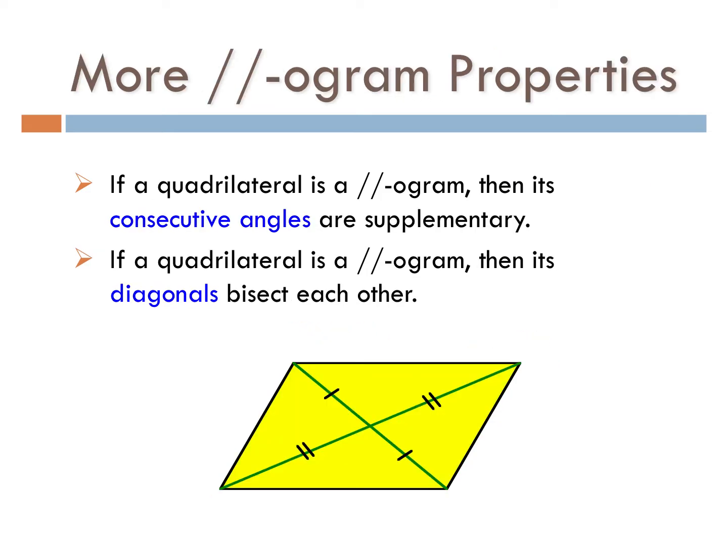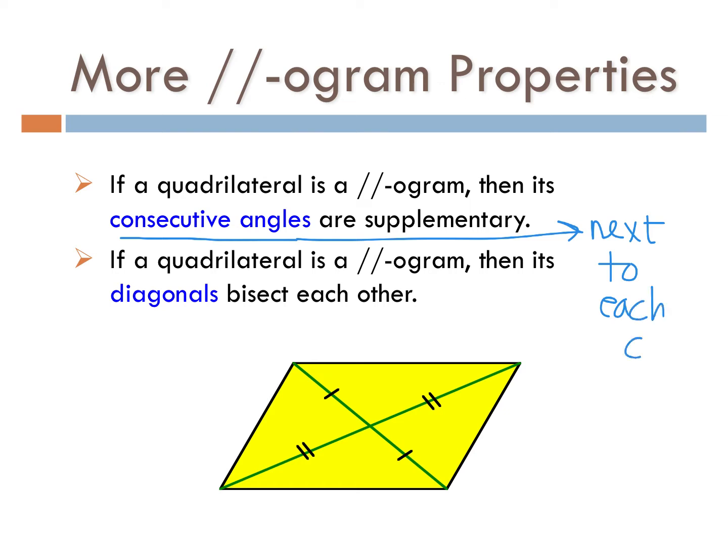Next one says, if a quadrilateral is a parallelogram, then consecutive angles are supplementary. Consecutive angles means ones that are next to each other, not across from each other, not opposite. So they are next to each other. So what that means, these two angles are supplementary.